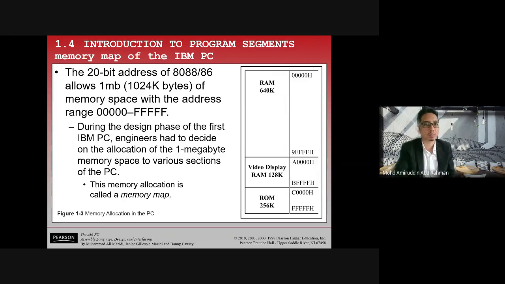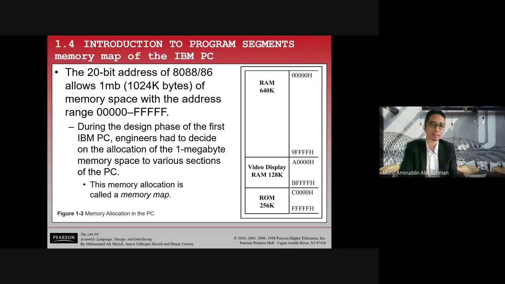For example, for the RAM, if we have 640K of memory, the maximum location that can be stored is at 9FFFF. After that, we allocate another segment of memory for the video display, which is another 128K. It starts from the address A0000. After 9 we have A, and F becomes 0, so that is exactly after the RAM.